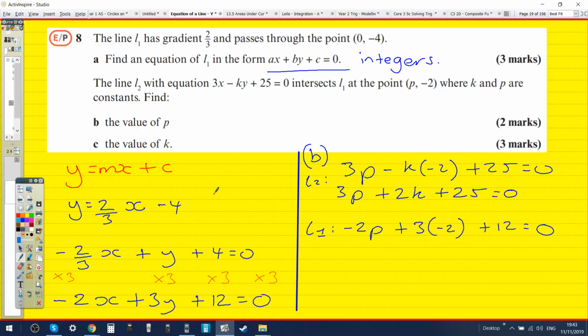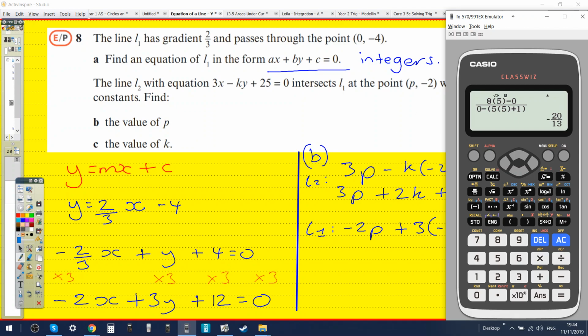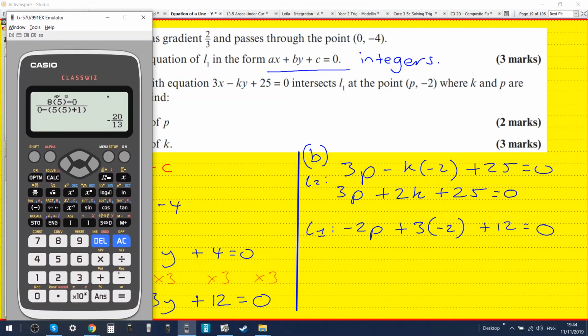So is p equal to 3? I'll take your word for it. And what do you do with that? You write down the value of p, and that's equal to 3. And then I need to sub that in to find k. Do it.